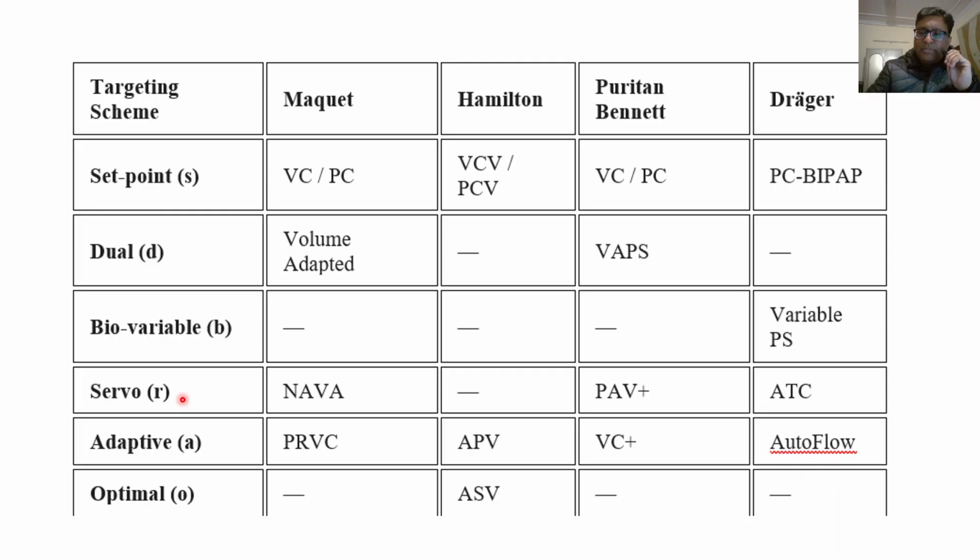Servo, as we discussed, is where the patient's inspiratory response, the inspiratory parameters, change in proportion to the patient's effort. It is seen in the Edi signal in NAVA, the electrical activity of the diaphragm, how much the patient wants, proportional assist ventilation plus in PB, and ATC on Drager if it is activated. And adaptive targeting is seen in PRVC classical, APV, VC plus and AutoFlow. We'll see how this behaves technically, and optimal in adaptive support ventilation in Hamilton.